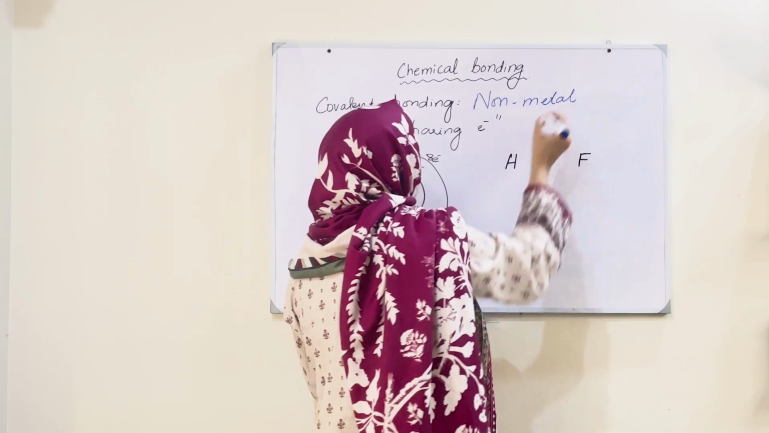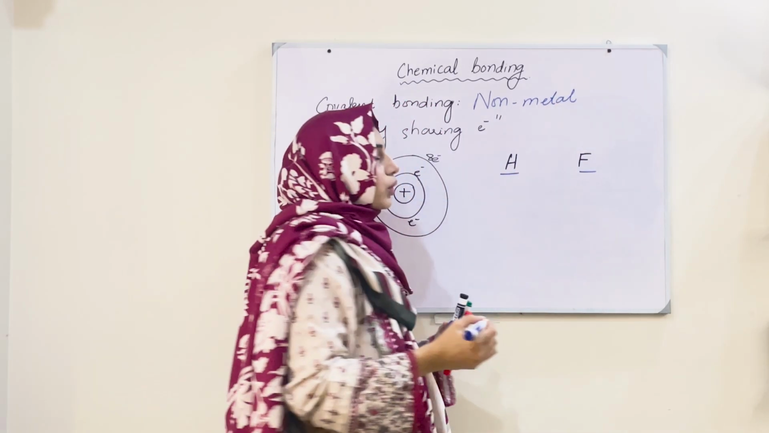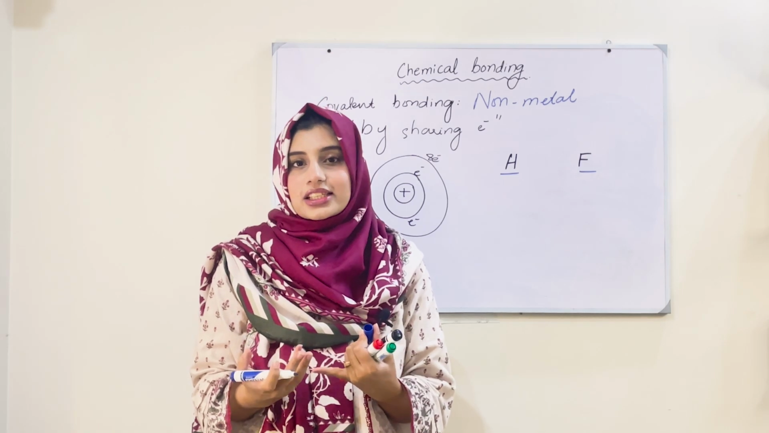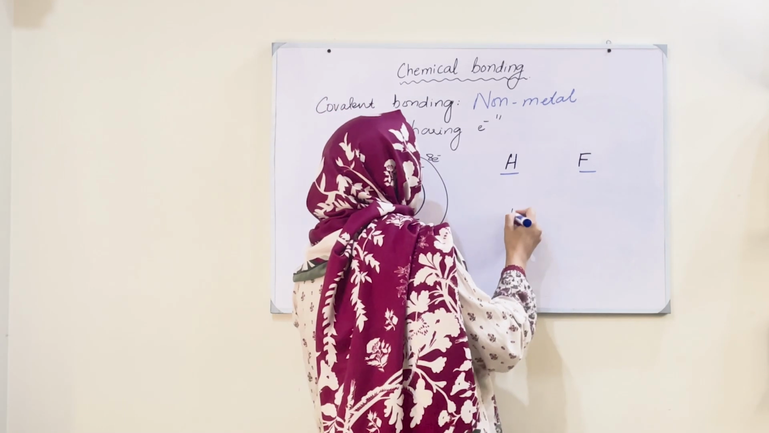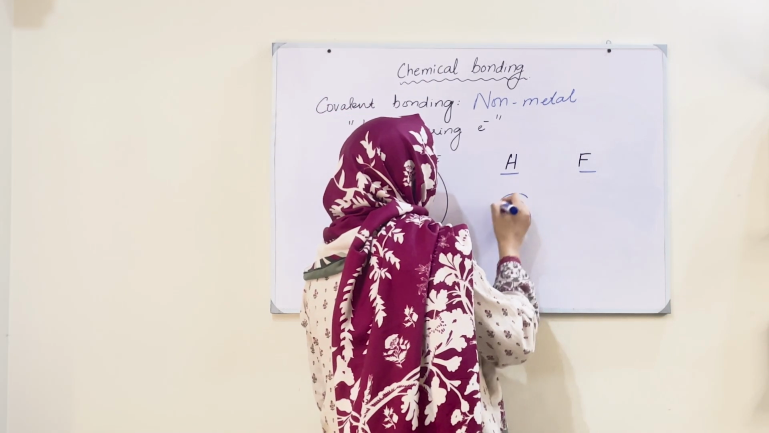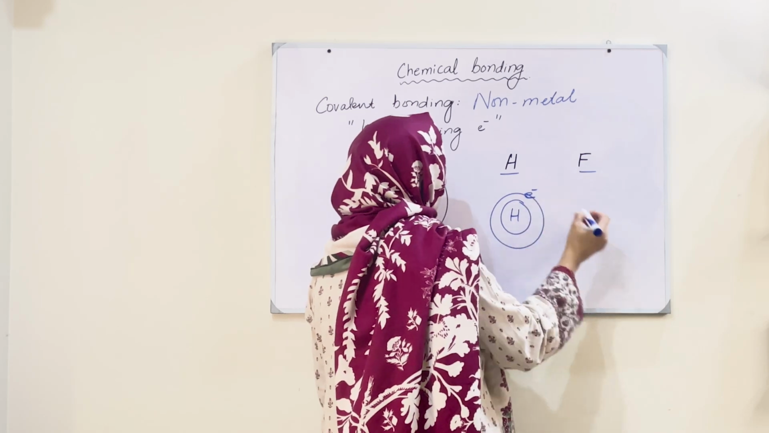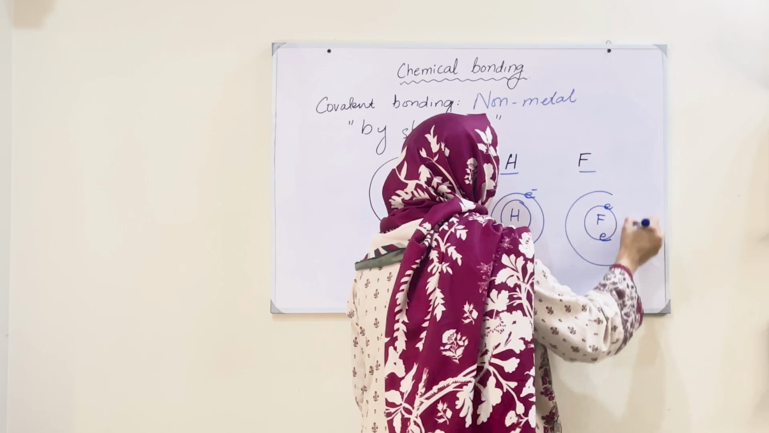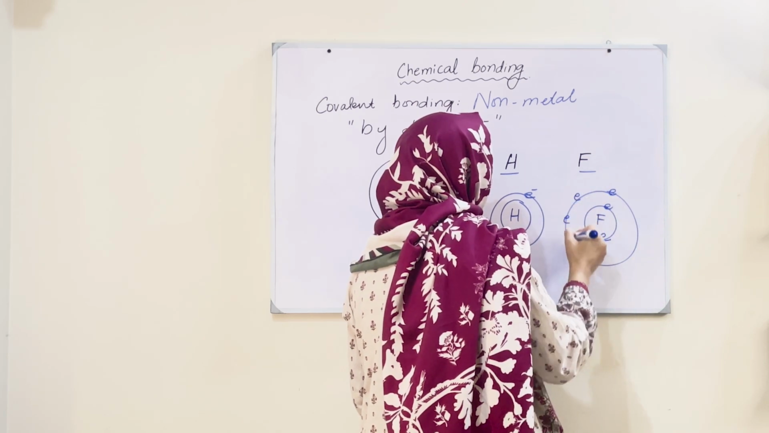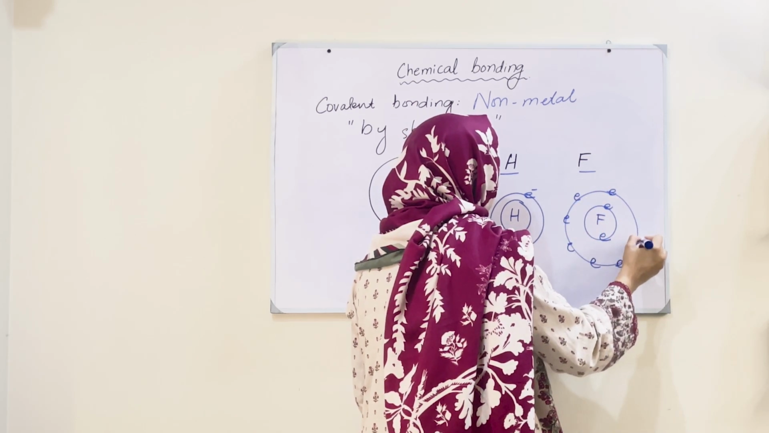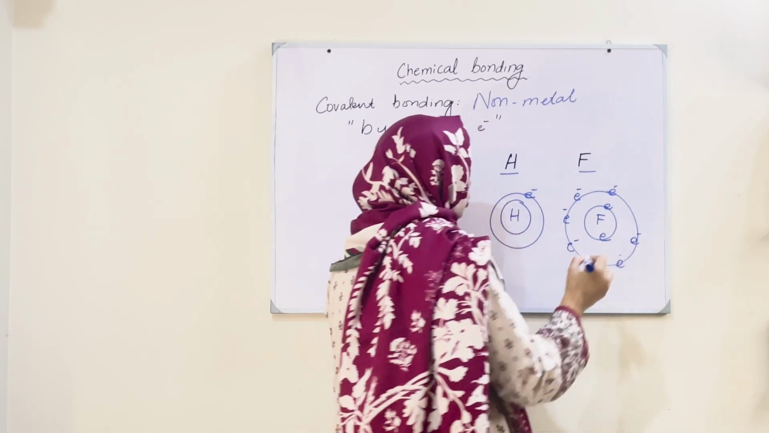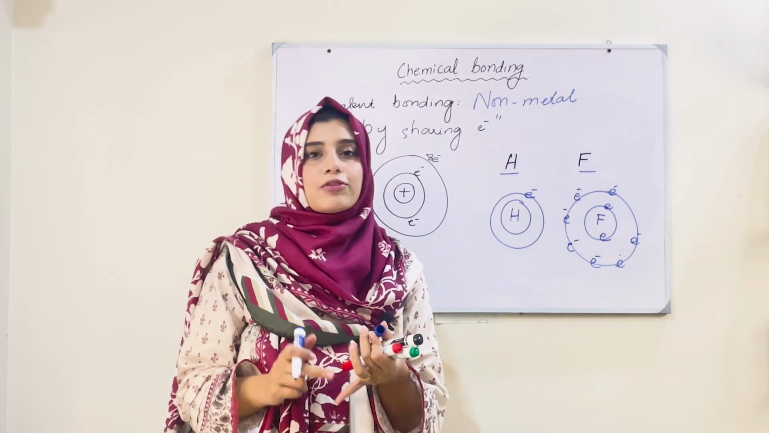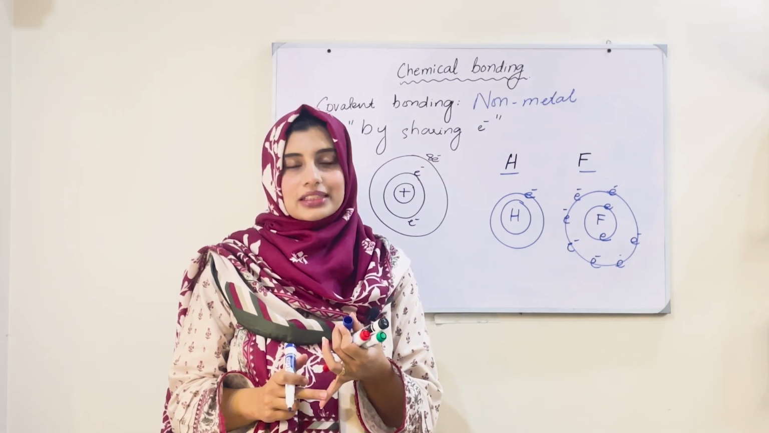Now, I just took an example of hydrogen and fluorine. We know that hydrogen is a gas and it is a non-metal, and fluorine is also a gas and it is a non-metal. Hydrogen has 1 electron in its outermost shell and fluorine has 7 electrons in its outermost shell. Now hydrogen needs 1 electron to complete its duplet rule, and fluorine needs 1 electron to complete its octet rule.